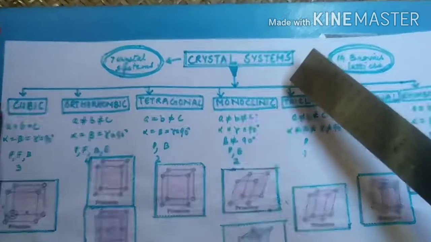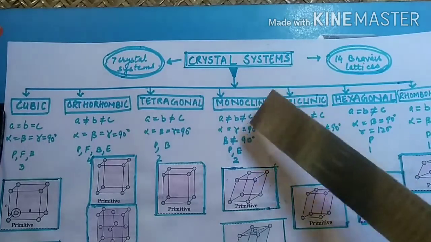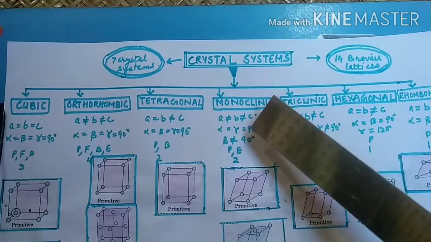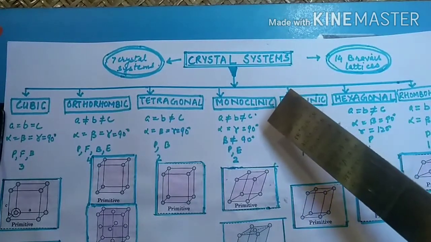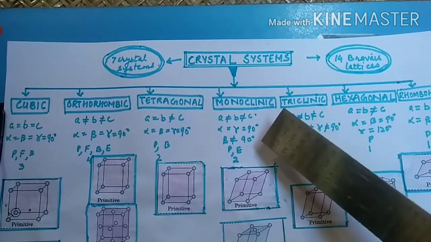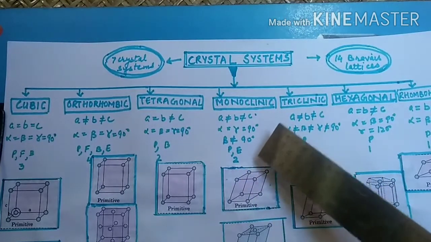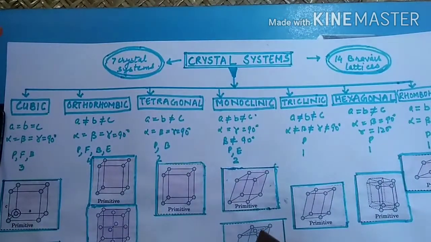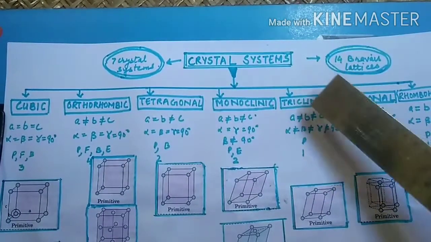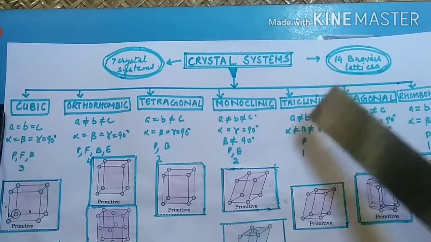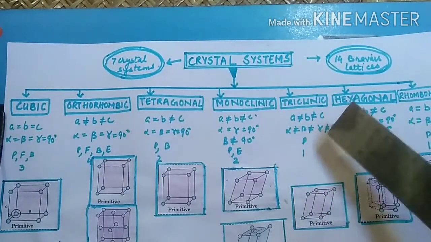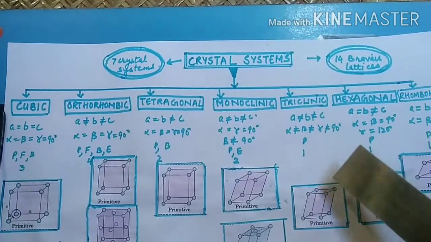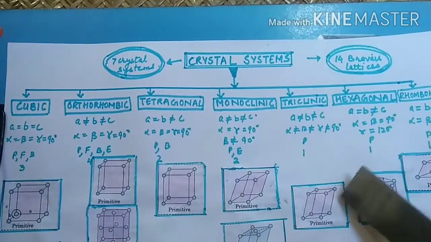Then in monoclinic crystal system, the three lengths are not equal to each other. A is not equal to B, is not equal to C, and alpha is equal to gamma is equal to 90, but beta is not equal to 90 degree. We have two types of unit cells in this crystal system: the primitive one and the end-centered one. Then in triclinic system, none of the lengths are equal and none of the angles are equal and none of the angles is 90 degree, and we have only primitive type of unit cell in this type of crystal system.